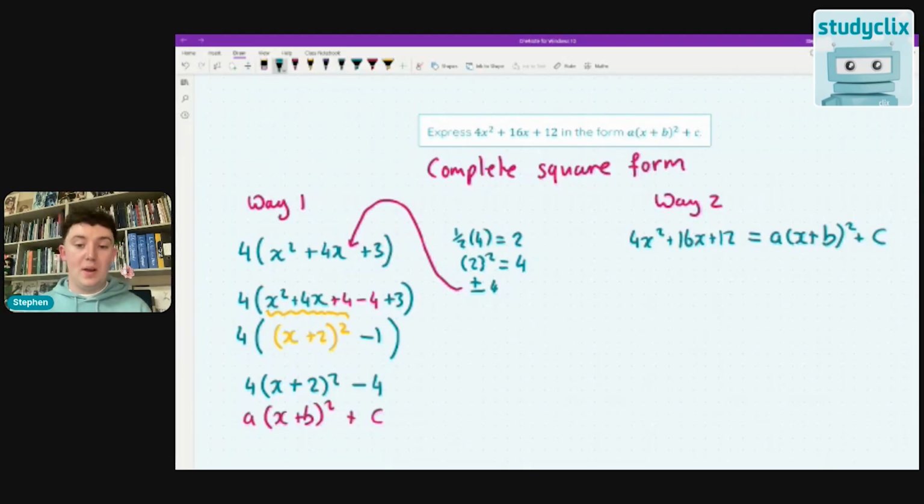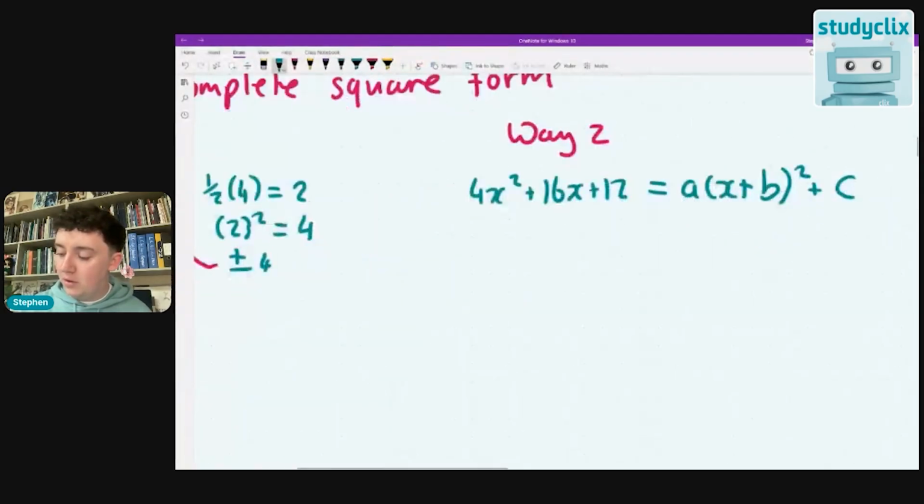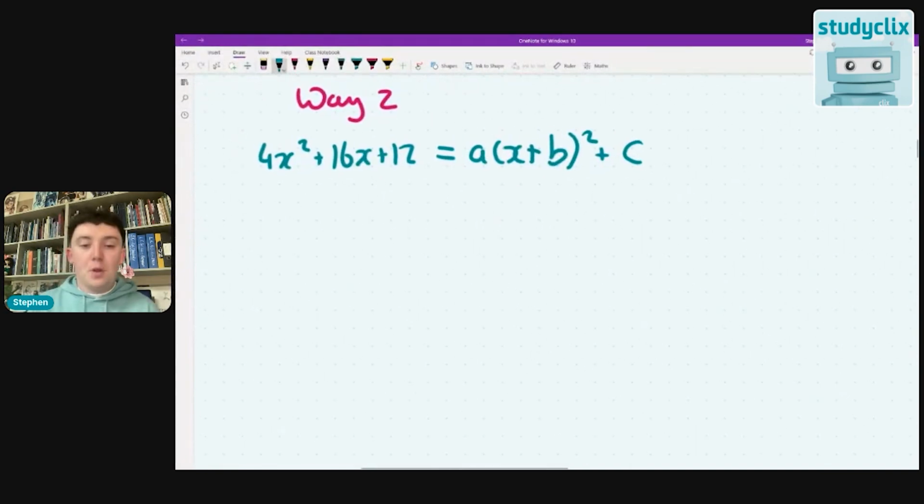Now, I have an equation here, and I want to balance both sides of it. So let's see what we're going to do. Let's zoom into this. What I'm going to do is expand and multiply out the right-hand side. I'm going to keep the a out front. I'm going to square that bracket. How do I square a bracket? Square the first, square the last, double the first by the last.